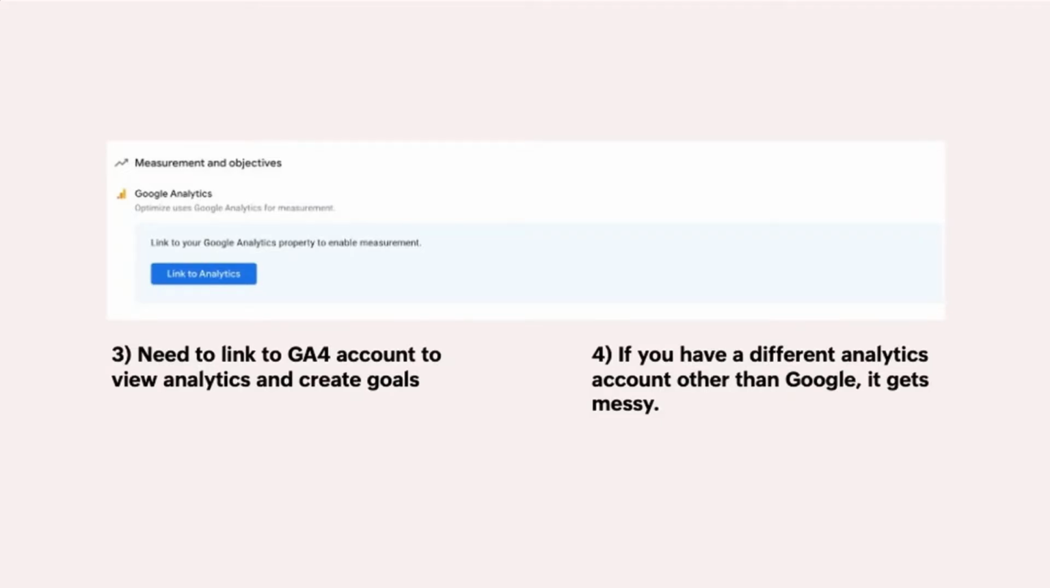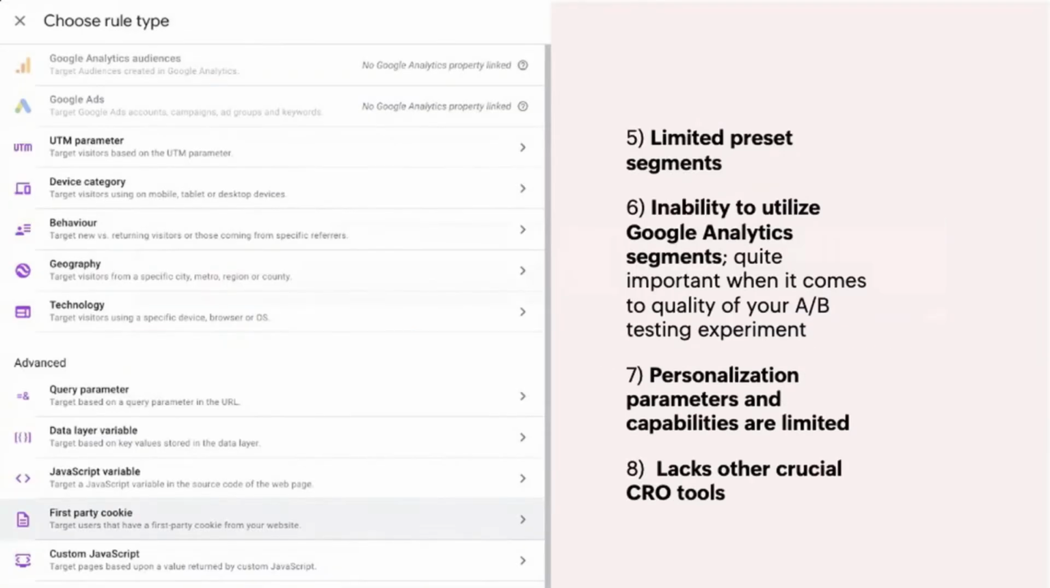Number five, limited preset segments. Google Optimize currently has 10 preset segments, while PageSense has over 50, which means with PageSense you have more flexibility when it comes to targeting your experiments. And in PageSense, you can target experiments based on various factors such as visitor's location, device, or referring website. A targeted experiment can lead to better results, right?